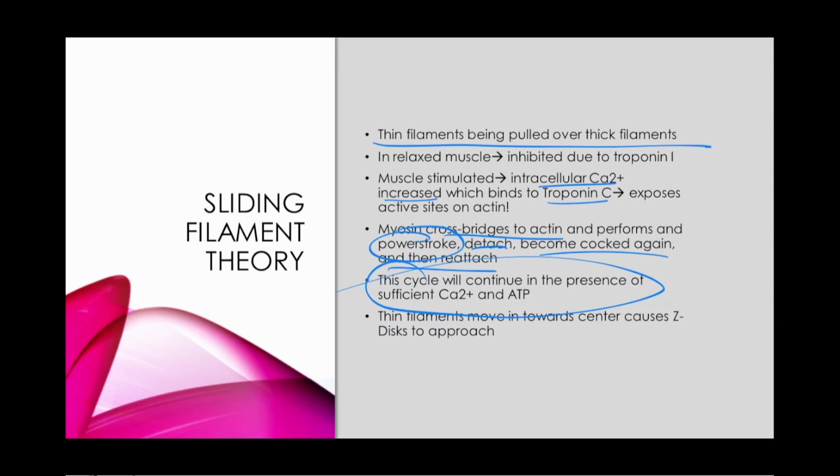And as the thin filaments move in, the Z discs approach because the whole apparatus shrinks in. So the Z discs are the outside barriers. They start to contract, so the Z lines come together.